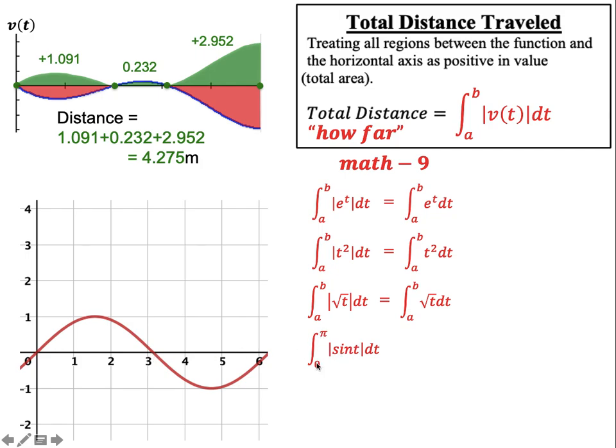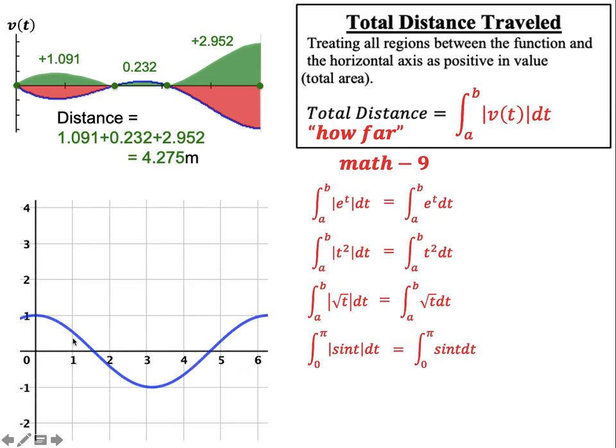So we have to watch our domain here, but we know that when we integrate from 0 to pi, if the function is always positive, we can drop the absolute value signs. And the same thing is true for the cosine function. We just have to watch that domain. If we integrate from 0 to pi over 2, again, this cosine function is always positive. So we can drop the absolute value signs and do a regular integration.